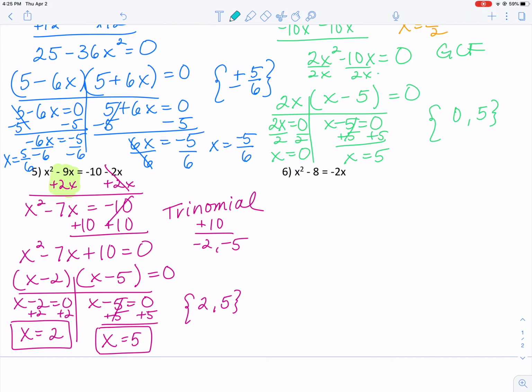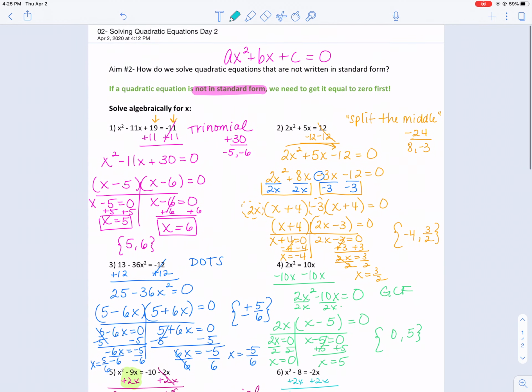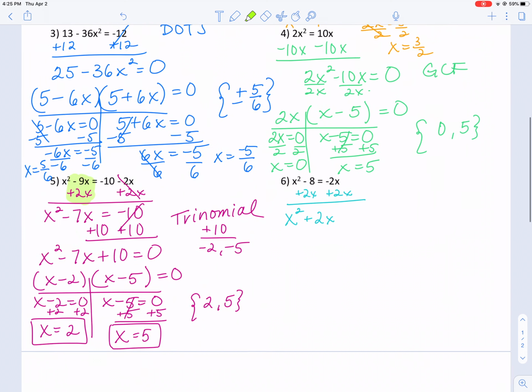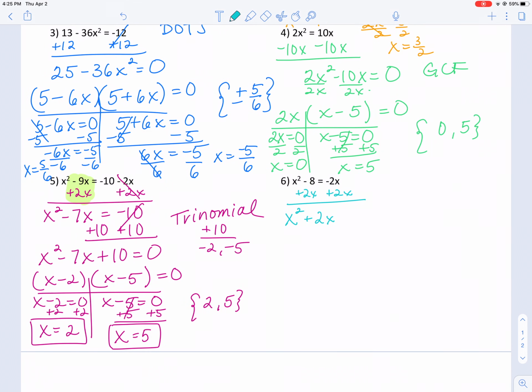Okay, last one. If we add this 2x, now look at where I'm going to put the 2x. I'm going to keep x squared. I'm putting the 2x in the middle. It's my x term. It's my b term. Come back up here. See, notice it's the b in your bx. It goes right in the middle. And then you want your minus 8 at the end equals 0.